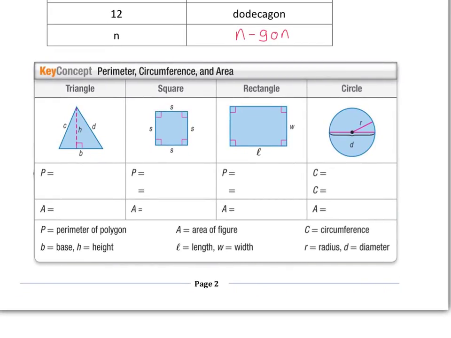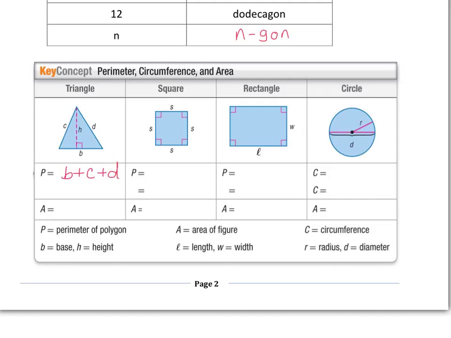Perimeter, circumference, and area. This should all look completely familiar to you. But if we have a triangle, say here, of 3 sides, this is a 3-sided polygon. The perimeter would just be the sum of the sides. And in this particular diagram, the side lengths are B, C, and D, so we could just simply write an algebraic expression, B plus C plus D, and that would be the perimeter.